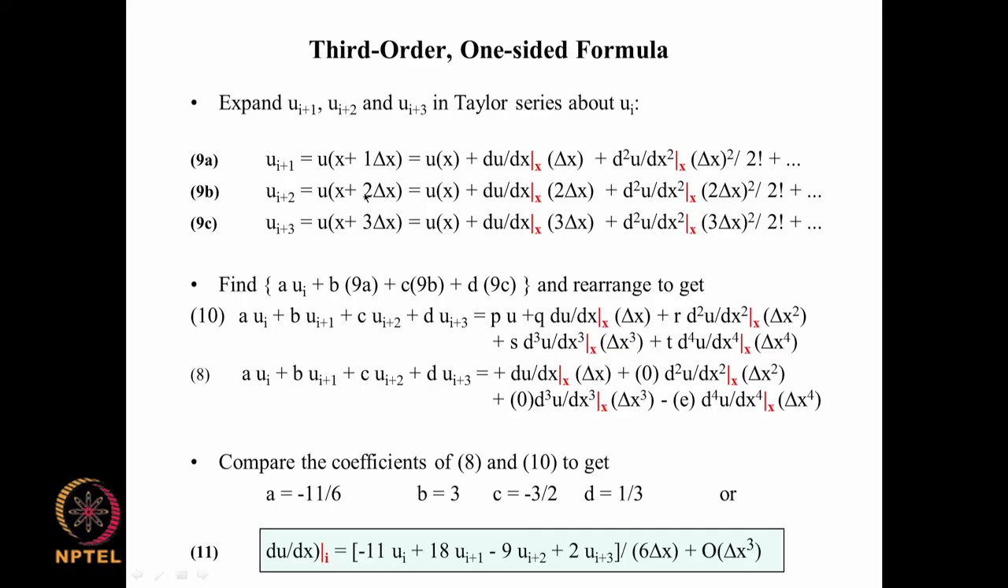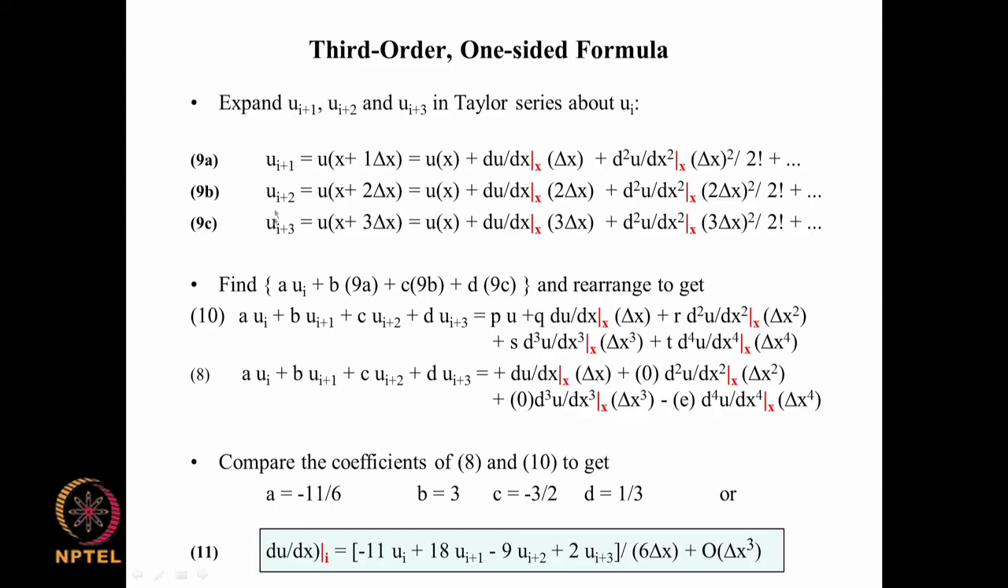And if Δx is small, 2 times Δx is also small. Okay. So, assuming that it is small and it is still convergent and all that kind of thing, we can write u_{i+2} as u(x) plus ∂u/∂x times 2Δx plus ∂²u/∂x² times (2Δx) whole square by factorial 2. And similarly u at i+3 is u of x plus 3Δx, and therefore we can write this as u of x plus du/dx times 3Δx plus ∂²u/∂x² at x times (3Δx) whole square by factorial 2, plus (3Δx) whole cubed by factorial 3 and so on. Okay.